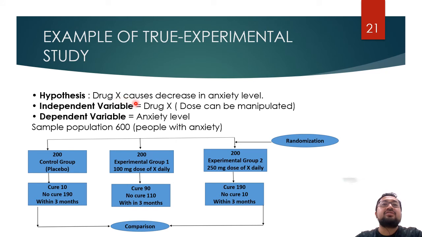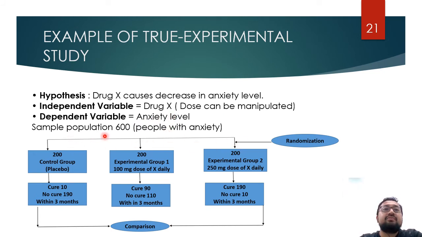Hypothesis: drug X causes decrease in anxiety level. So drug X ni adalah independent variable. Maknanya kita boleh manipulate dari segi dose dia, tinggi ataupun rendah. Okay, dan dependent variable adalah outcome. Outcome anxiety level. Maknanya dia punya tahap anxiety dia.